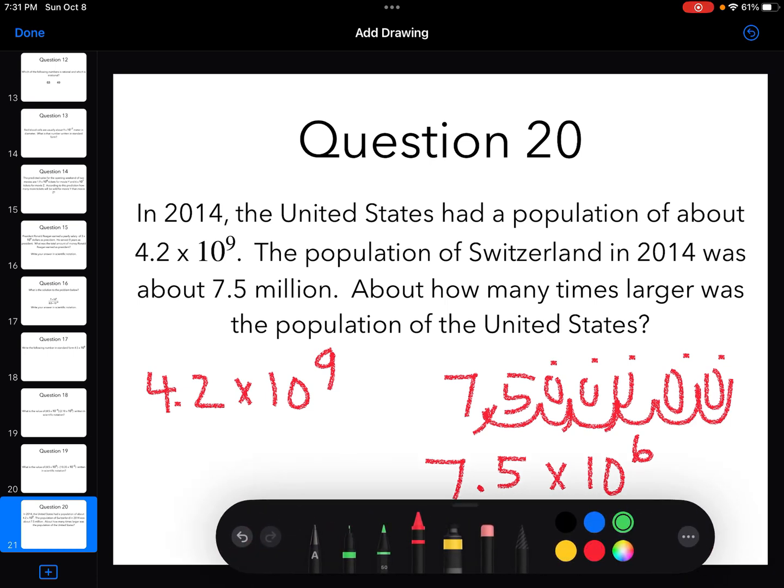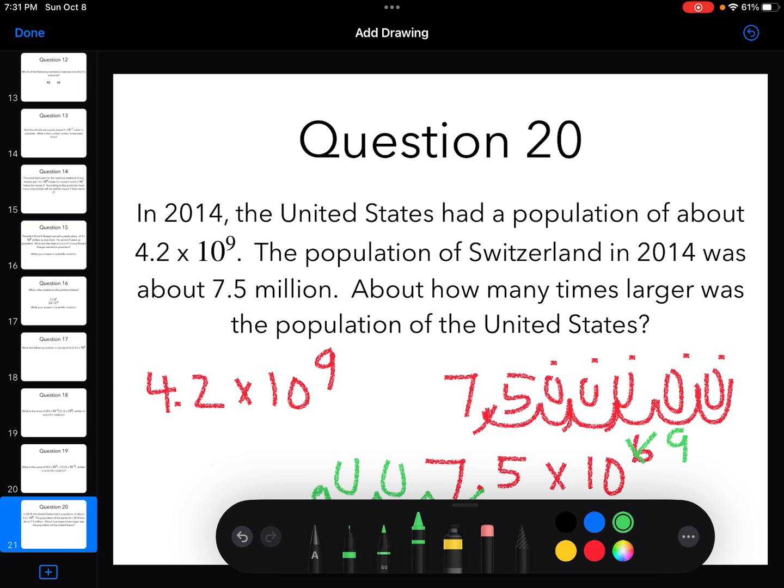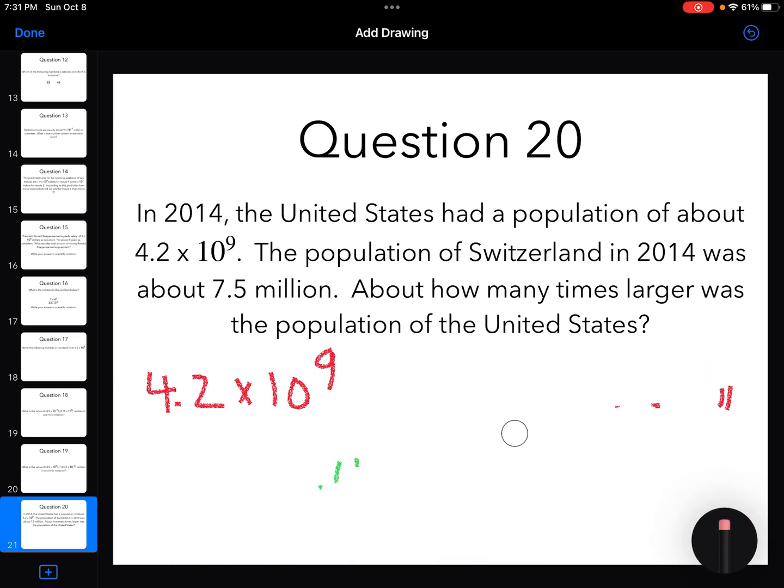Now we've got to change this to be 9. So I'm going to move this 1, 2, 3. And we're going to subtract. Oh wait, they want to know how many times larger, so I'm going to divide. 4.2 divided by... Hang on. I goofed this somehow. Let's try that all over again.